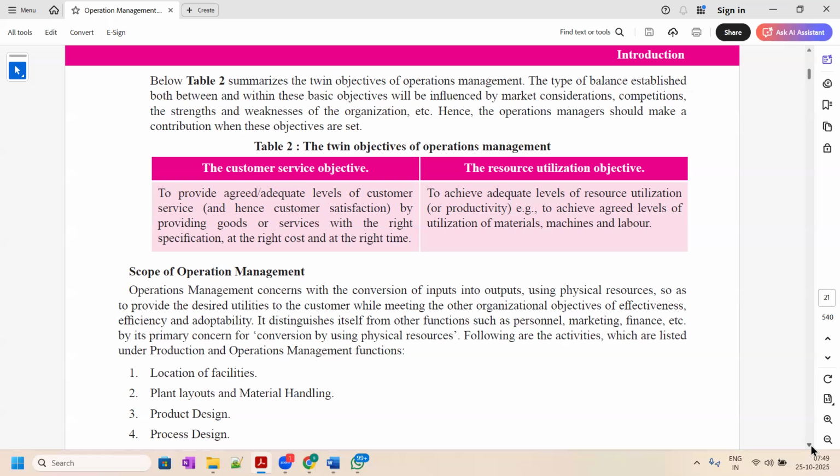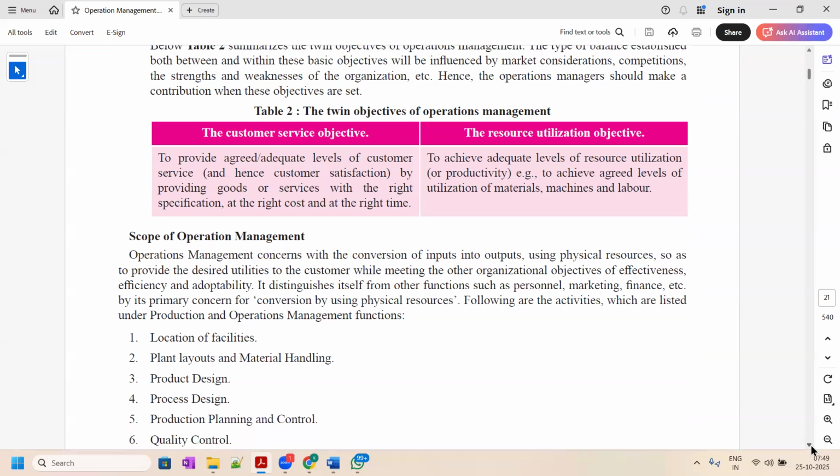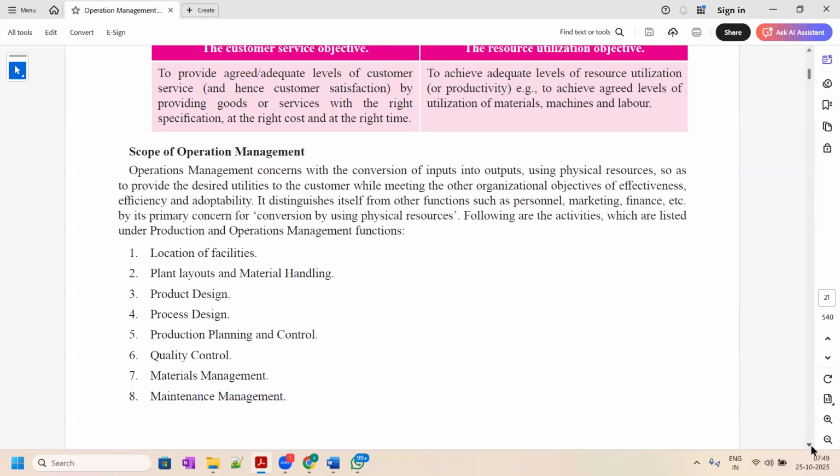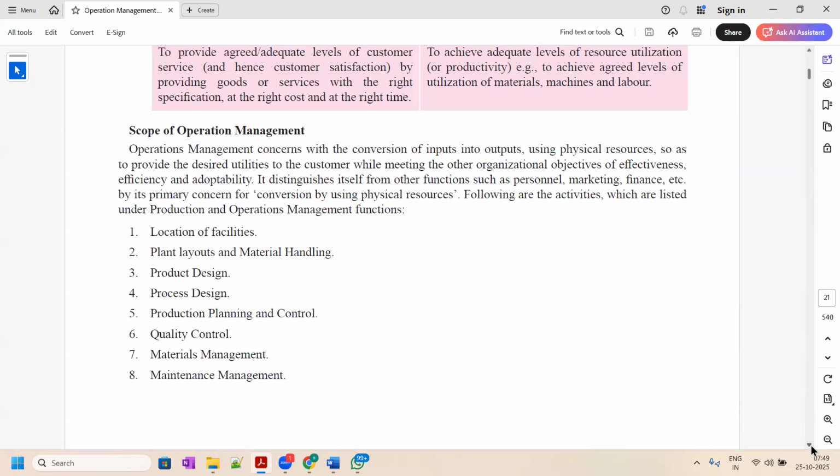Yes, sir. Now, discussing the scope of operation management. Operation management focuses on turning inputs like raw material, labor, and machines into outputs like finished goods or services efficiently. It ensures that the customer achieves effectiveness, efficiency, and adaptability while meeting customer needs. It is different from areas like marketing or finance because it mainly deals with the physical process of production.